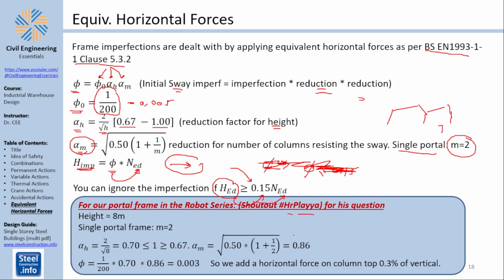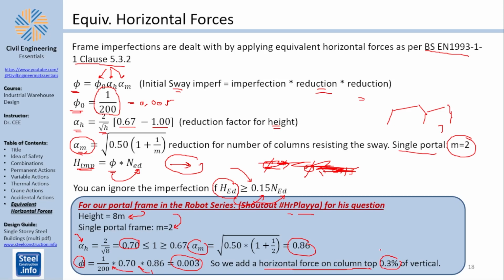And you can, for example, for our portal frame, the height of the portal column is 8 meters. It's a single portal frame, so m equals 2. So that means that the reduction of the height is so and so, and the reduction of the number of columns is so and so, which means that phi equals the assumption multiplied by the two reduction factors, which gives you about 3/1000. This means that you can add the equivalent horizontal force on the column top, which equals 0.3% of the vertical reaction at the column.